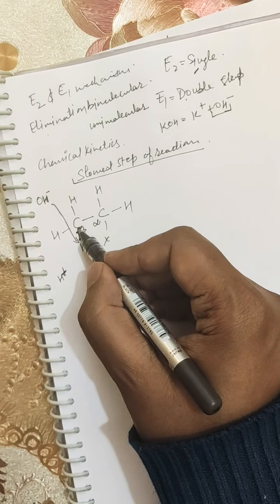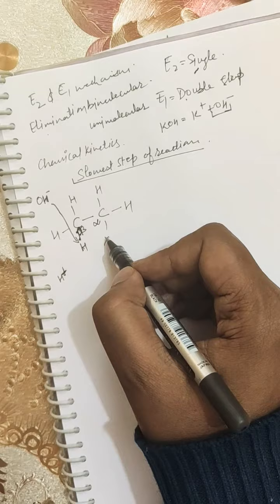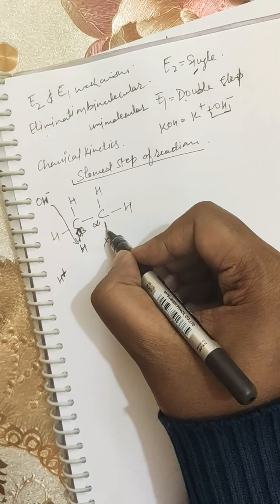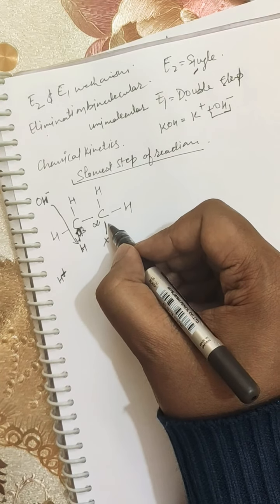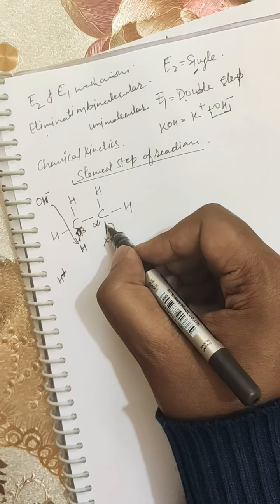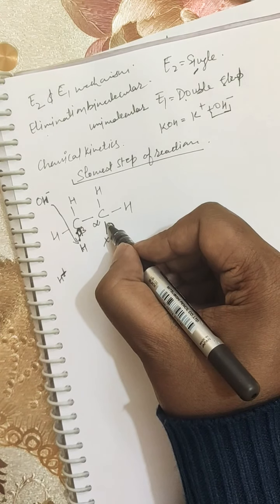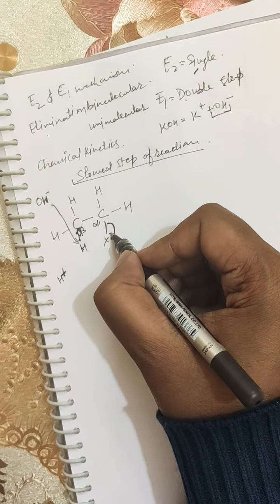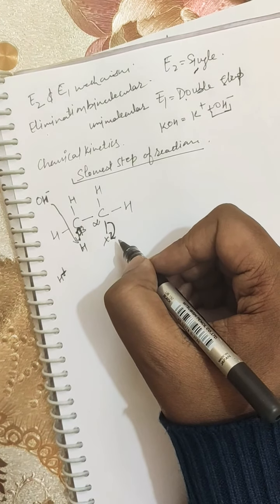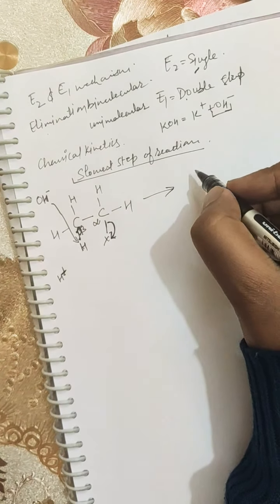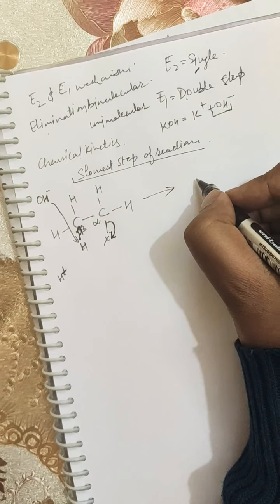So these electrons go to this beta carbon, and the halide ion also leaves the alpha carbon, resulting in the formation of a double bond. So this halide ion leaves this carbon along with the pair of electrons. As I am writing this arrow, this right arrow is coming from this single bond. So the halide ion leaves this carbon and results in the formation of a double bond.